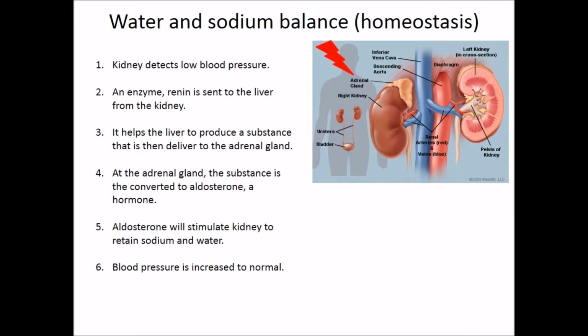For water and sodium balance, when the kidney detects low blood pressure, it produces an enzyme, renin, that is sent to the liver. Renin helps the liver to produce a substance that is then delivered to the adrenal gland. At the adrenal gland, this substance is converted to aldosterone, which is a hormone. The hormone aldosterone stimulates the kidney to retain sodium and water. Thus, the blood pressure could be increased and restored to a normal level.